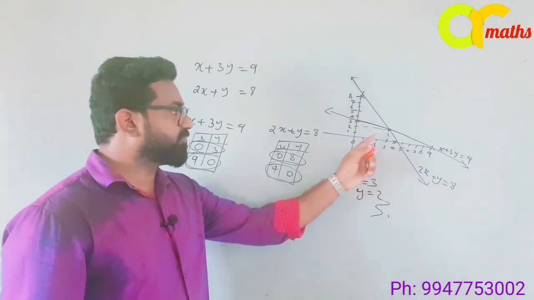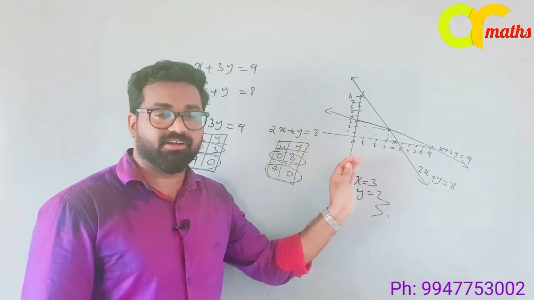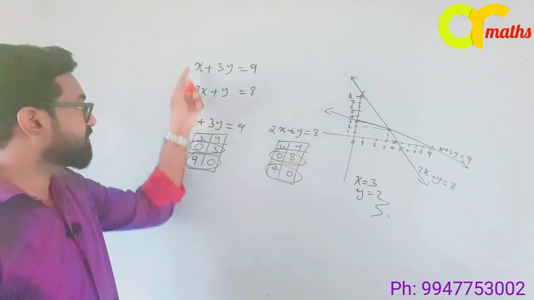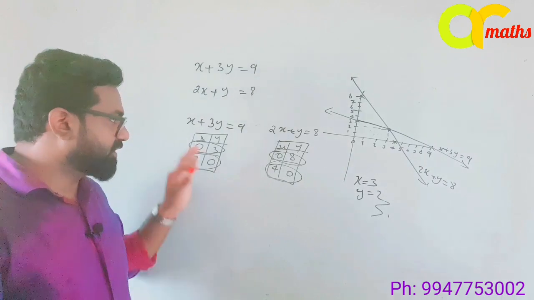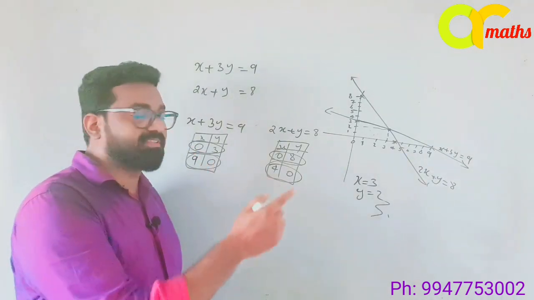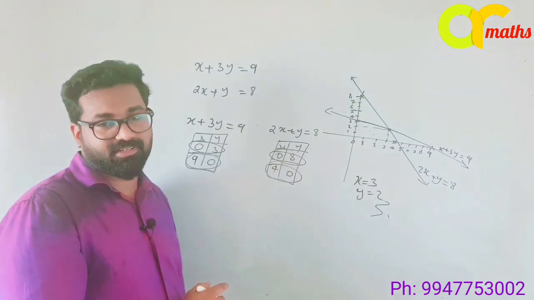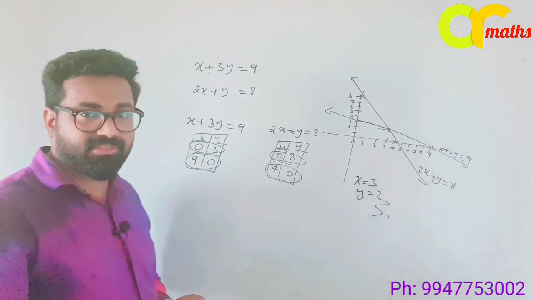So the intersecting point is a solution. This is the graphical method of solving 2 linear equations. This method we already discussed in the previous video. Next, the second method is the substitution method. How to do this question by substitution method?